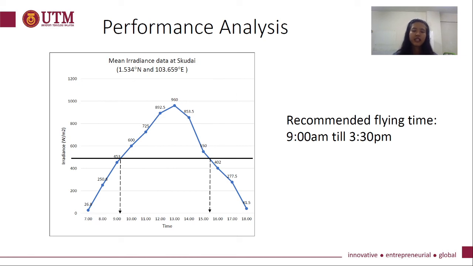Back to the irradiance curve that I plotted just now. For an irradiance of 500 watt per meter squared, we can easily obtain it within the time from 9 a.m. to 3:30 p.m. Therefore, the recommended flying time is 9 a.m. to 3:30 p.m.